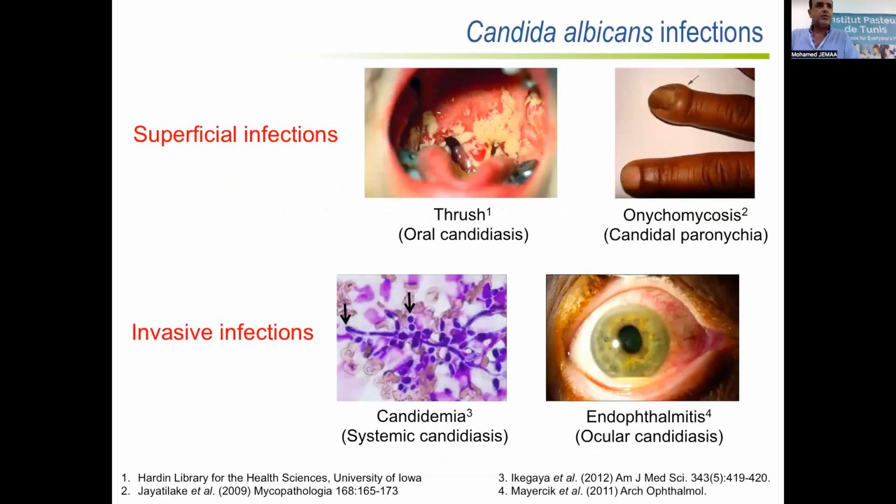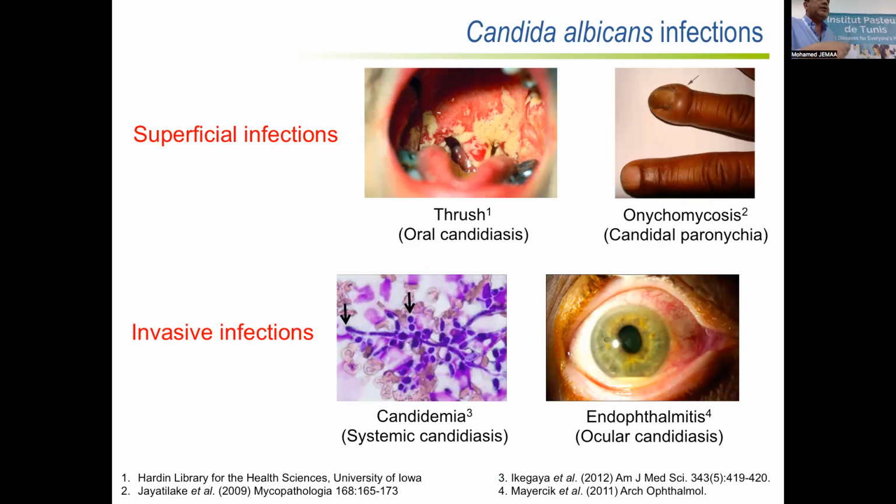So among the superficial infections, you have oral thrush, oral candidiasis, where you see white patches in the cavity of a patient. But also onychomycosis. These are infections of Candida albicans that are placed around the nail here.